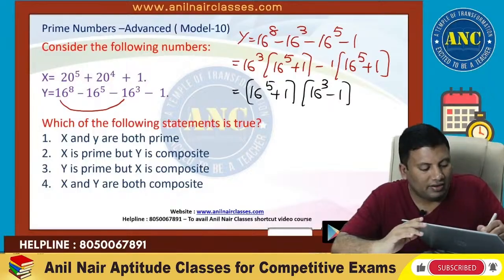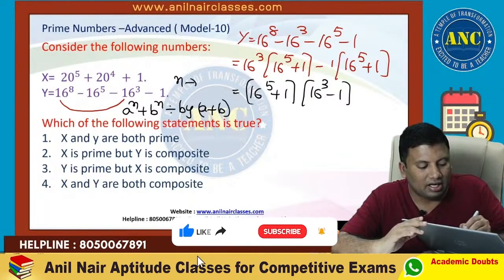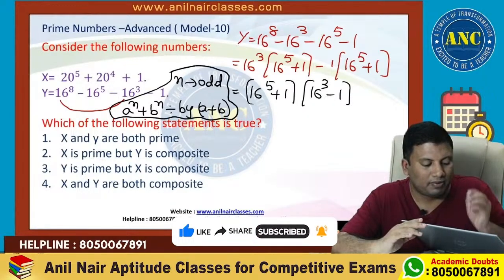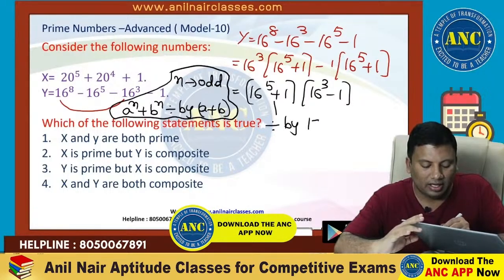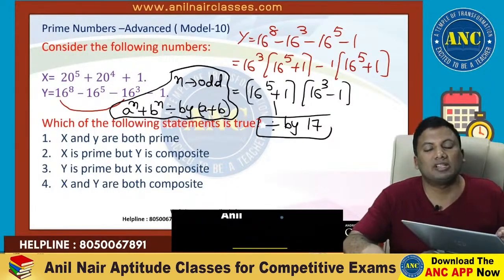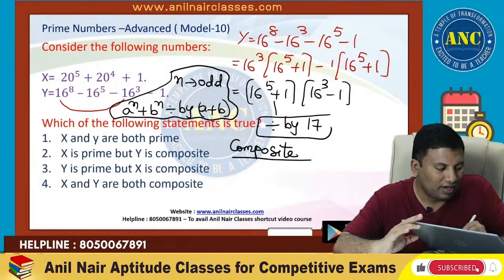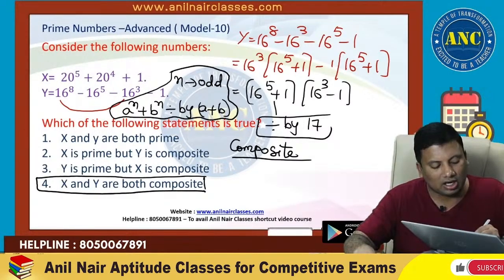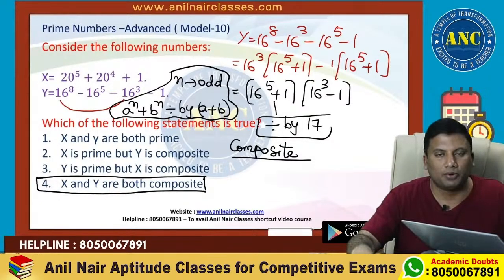We already discussed that a power n plus b power n is always divisible by a plus b if n is an odd number. So this is always divisible by 17. Any number divisible by 17 becomes a composite number. Very good problem. Answer is composite. So x and y both are composite. I hope the idea is clear.